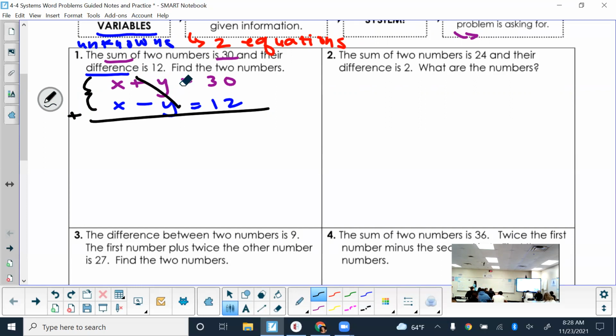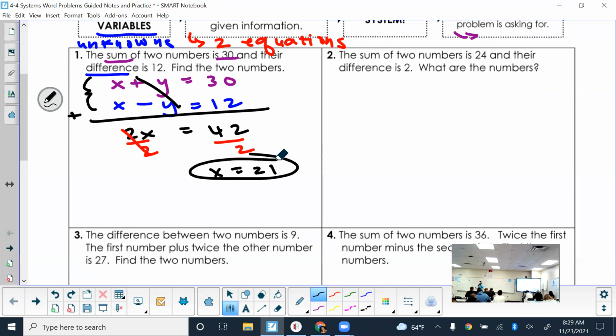And because you had to do it to the Y's to get them to eliminate, you have to do it to everything else. So what's X plus X? And then 30 plus 12? And opposite of multiplying by 2 is? Good. And what does X equal? 21. So that's my first number, right?